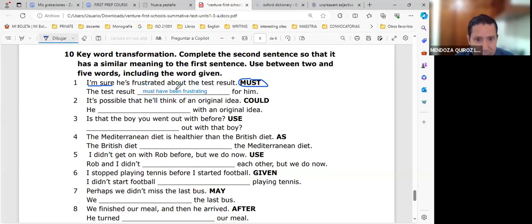Yeah, here must means that he's sure, no? Have been: a past situation, no? Because the test was taken in the past and he probably saw the results in the past as well. Excellent, Dalma. Naomi?